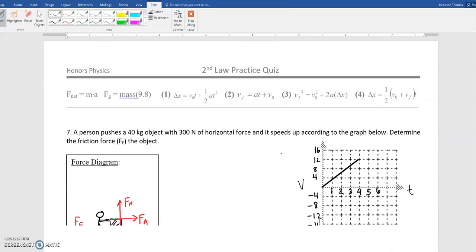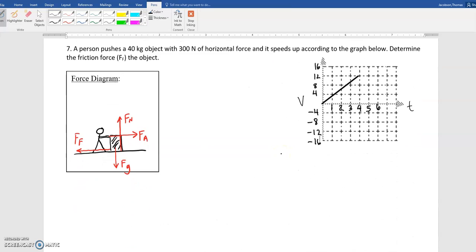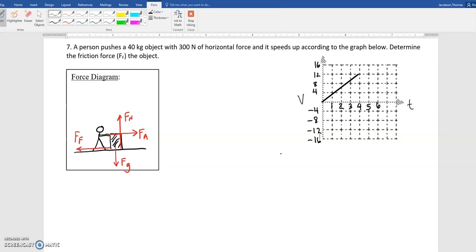Last problem. This is a person pushing an object with 300 newtons of force, so I'll actually go label that in. And it speeds up according to the graph below. Determine the friction force on the object. So this object's going to accelerate to the right. So what that means is I'm going to make everything going to the right positive. Anything going to the left, which would be friction force, I'll make that negative. And because there's no acceleration up or down, Fn and Fg will once again cancel each other out.